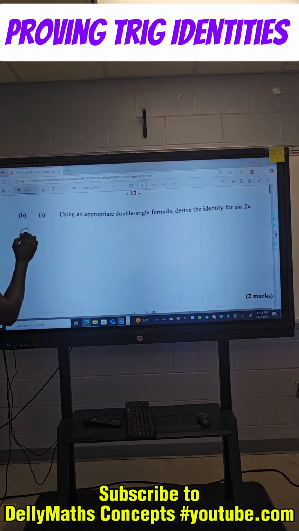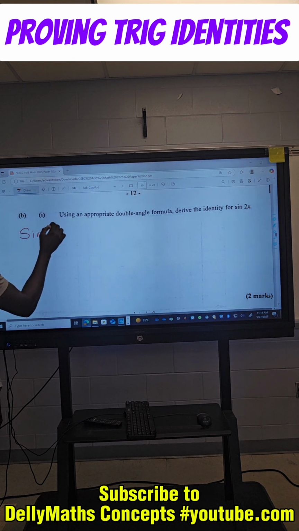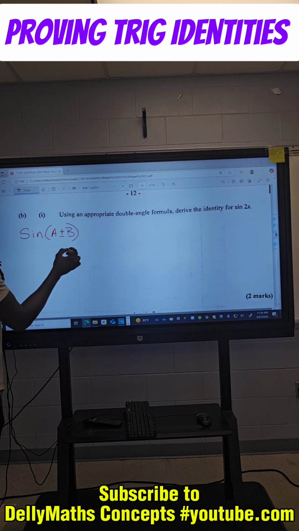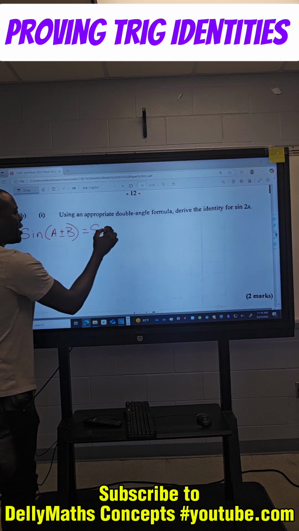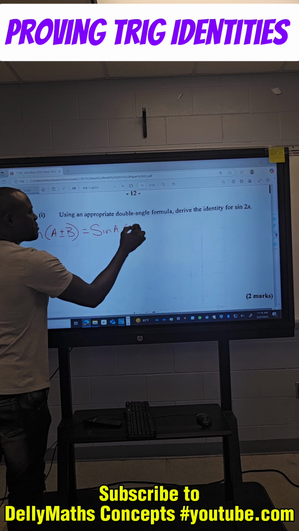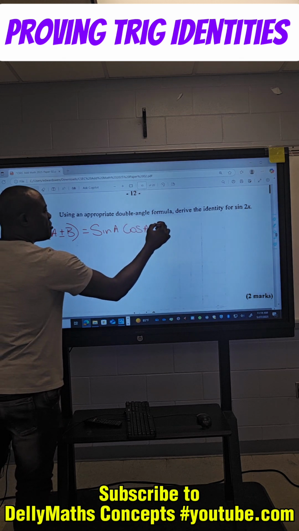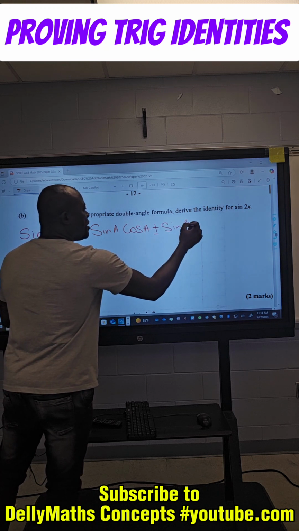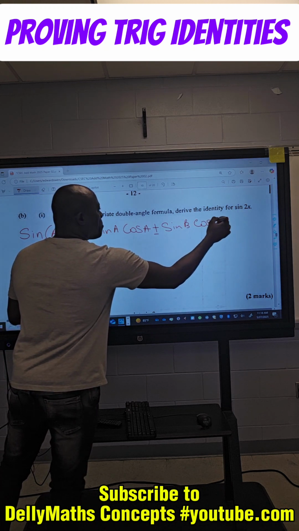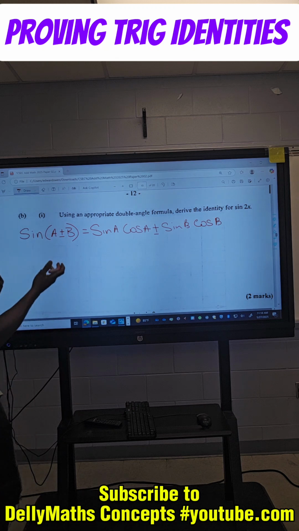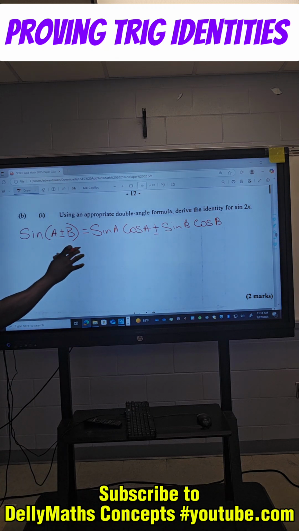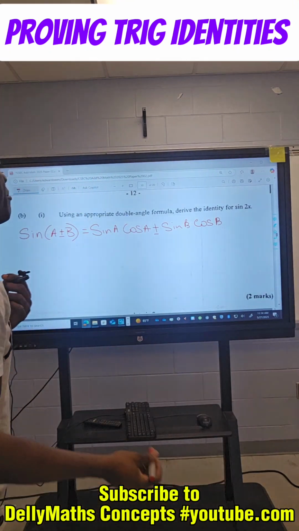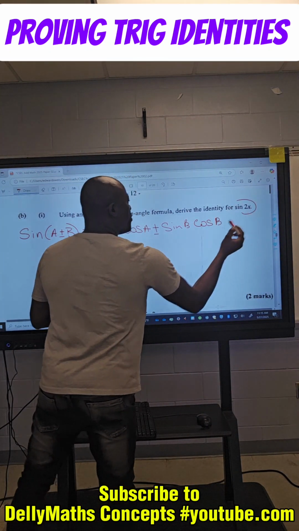For example, if we have the sine of a plus or minus b, it is equal to sine a cos b plus or minus cos a sine b. That's what this is. So with this, we're able to manipulate this now in order to suit ourselves. For example, I'm going to focus on this 2x.